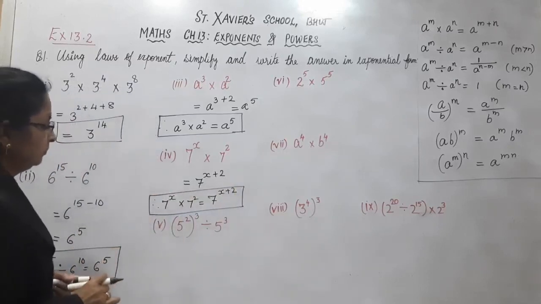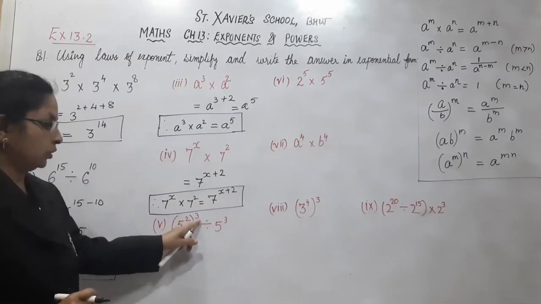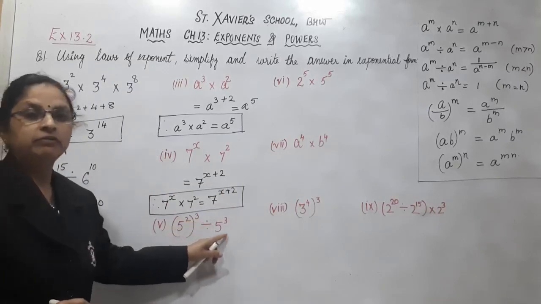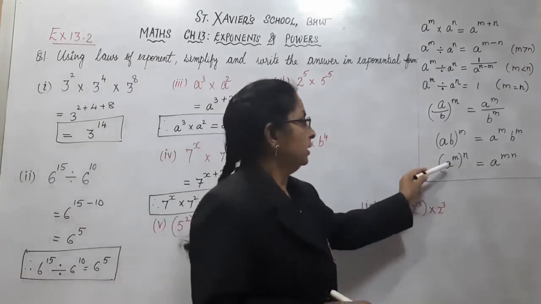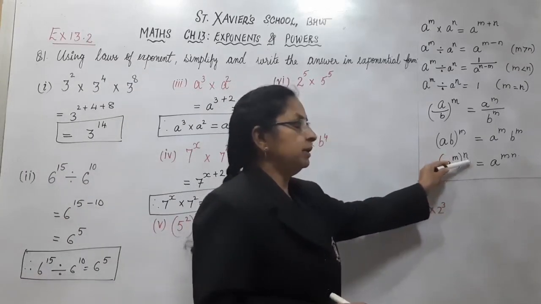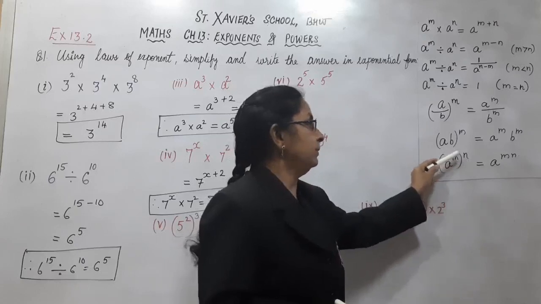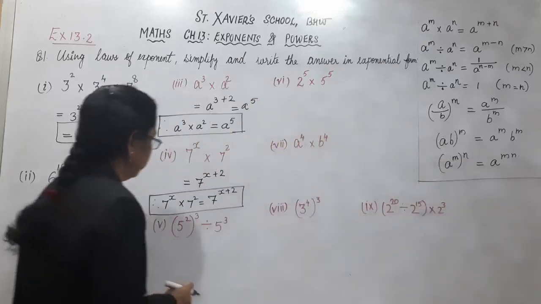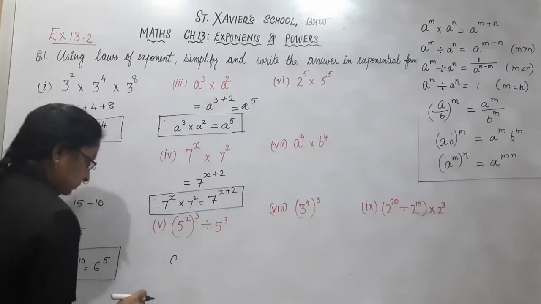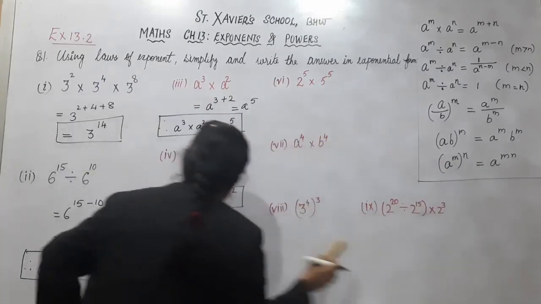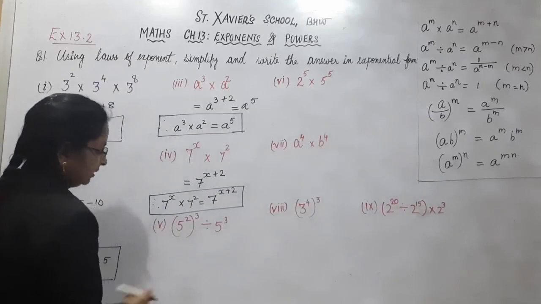Fifth question, (5 square) all cube divided by 5 cube. Power of power is given, then what to do? (a raised to m) all raised to n is a raised to m into n. That is, multiply the powers. So here we will do 5 raised to, who can give the answer?